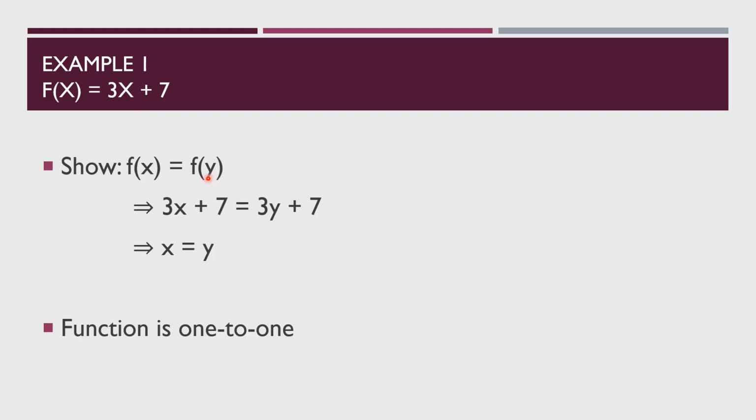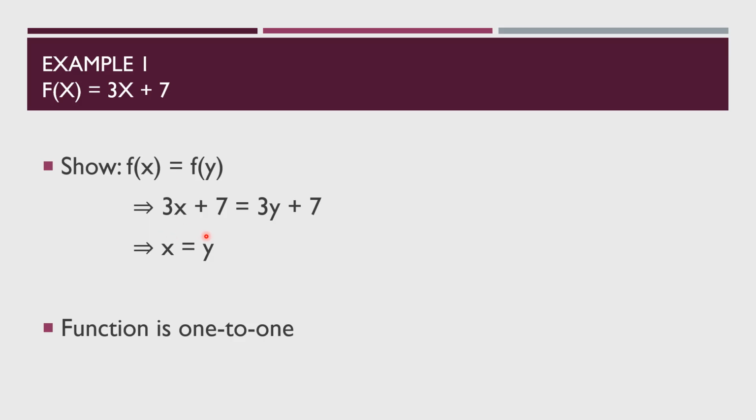So if it is a one-to-one or injective function, then at the end of our simplification for this particular relation here, we should end up seeing that x is the same as y. So here, 3x plus 7 equal to 3y plus 7. The plus 7 here will cancel the plus 7 here. Then we end up with 3x equal to 3y.